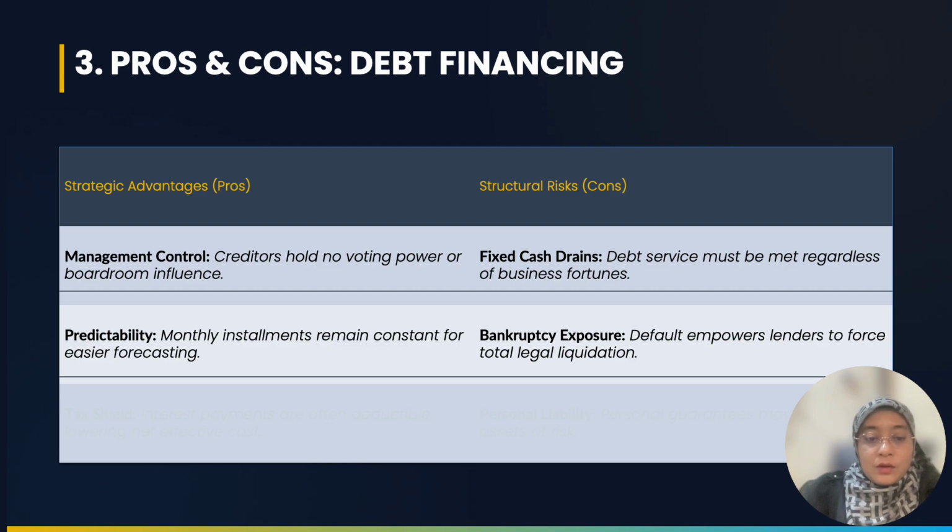Furthermore, there is also predictability, which is in terms of monthly payments. When you have debt financing, you know your monthly payment, and most of the time the monthly payment is fixed and predictable. You will know how much you will pay, right?